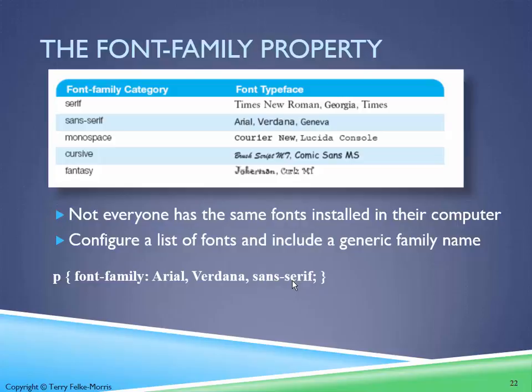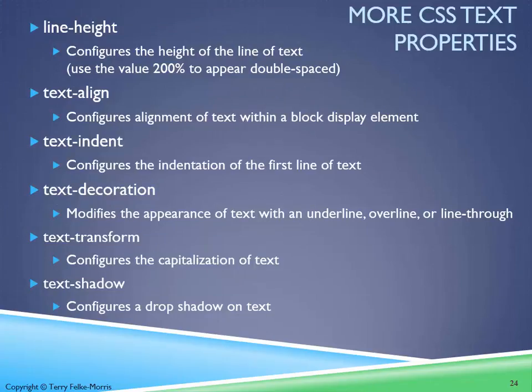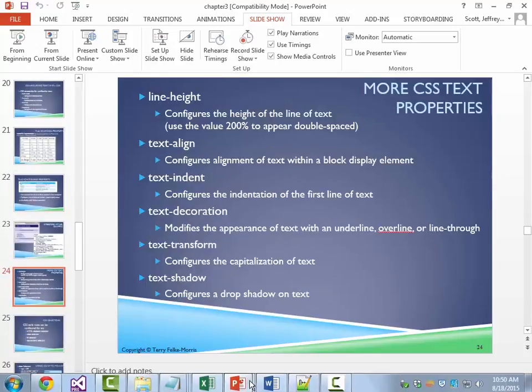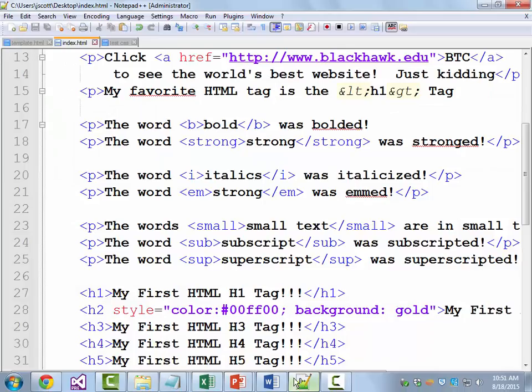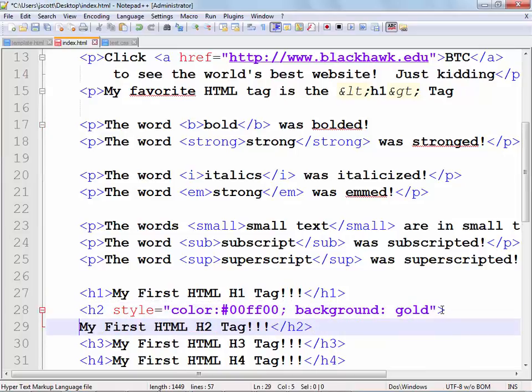I've mentioned font family to you before, so you've seen that. We've looked at embedded styles. Here's some more properties. Line height, text align, etc. All right, so for text align, just to show you, I'm trying to be at least a little bit visual as we're going through this.